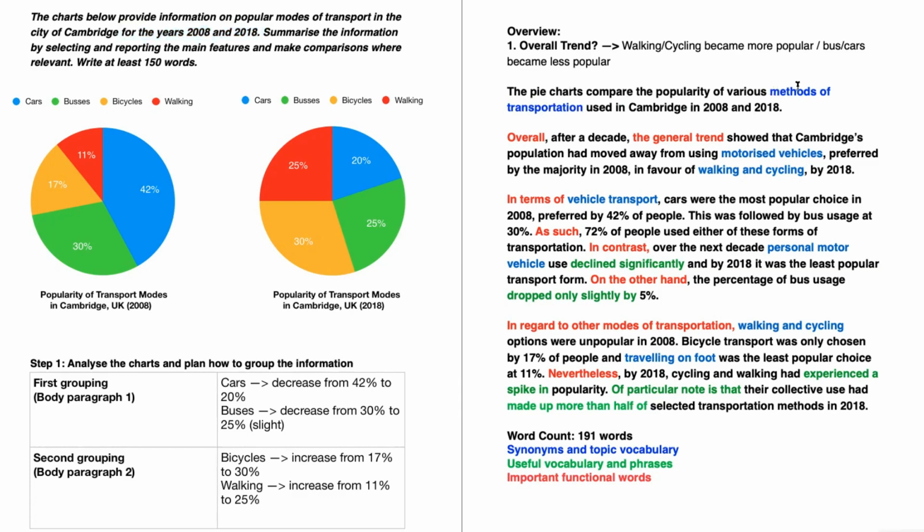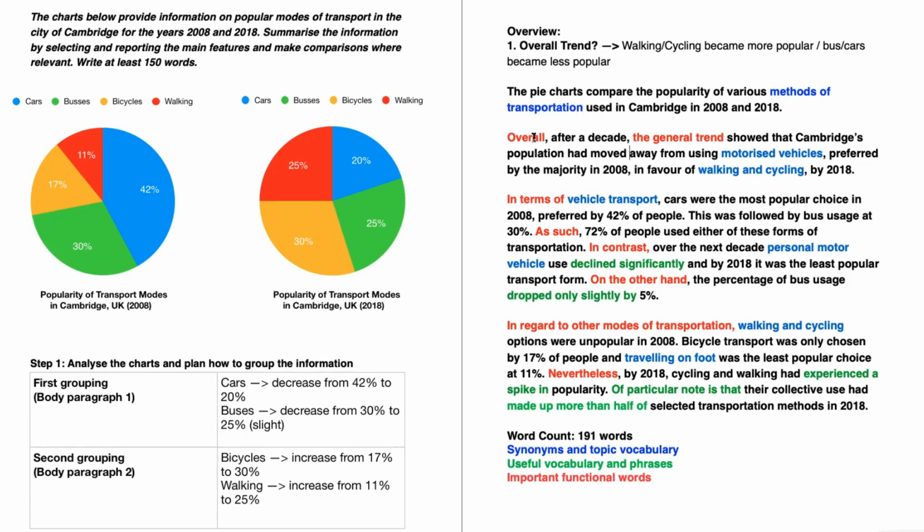So you see how I've used methods of transportation instead of modes of transport, and I've gone ahead and talked about comparing right away. In our overview paragraph, I am talking about this information here, how walking and cycling has become more popular, and let's pay attention to the grammar. So it says, overall, after a decade, the general trend showed that Cambridge's population had moved away from using motorized vehicles, preferred by the majority in 2008, in favor of walking and cycling by 2018.